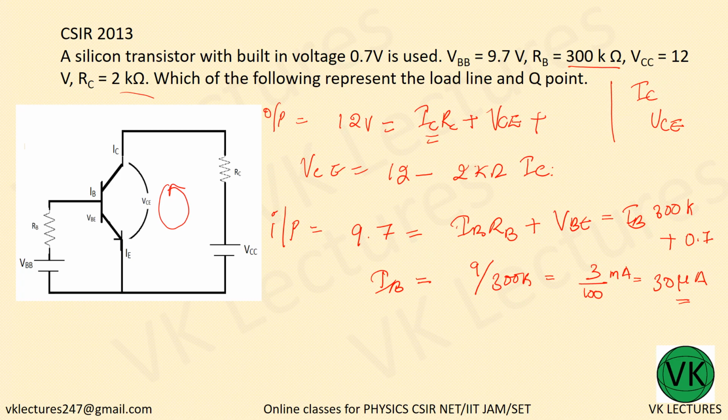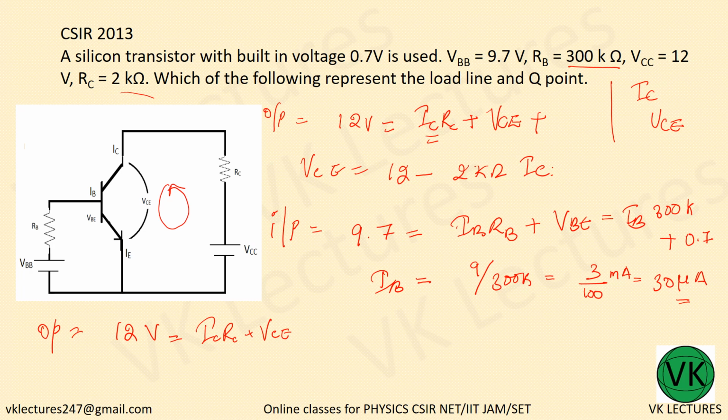Now let us see the output side. In the output side what we have is 12 volt is equal to VCC, or 12 volt equal to ICRC plus VCE.